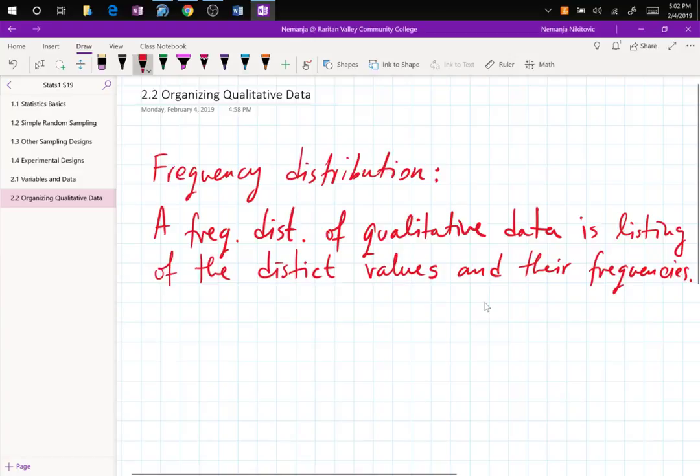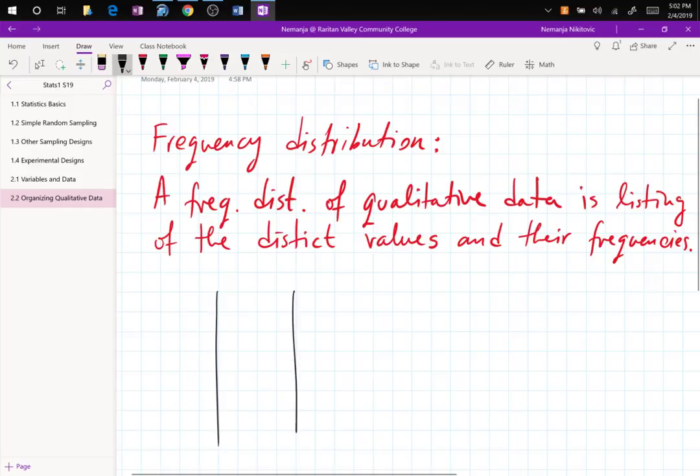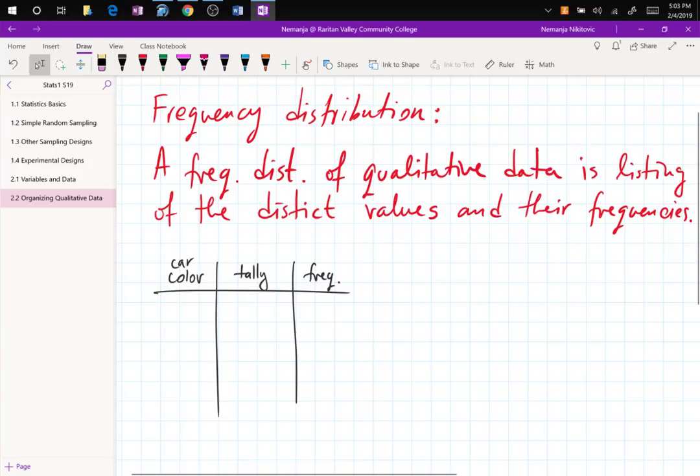Very simple to do this. We look through the window at a parking lot, see what are the colors of the cars parked in one of the rows, and then say something like this. We create a chart, car color, and then to easily follow, we can have tally, and then we can have frequency. Usually we just put lowercase f for frequency.